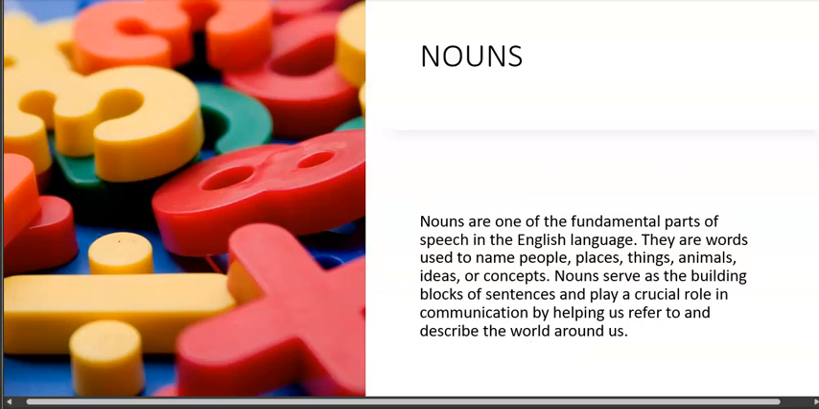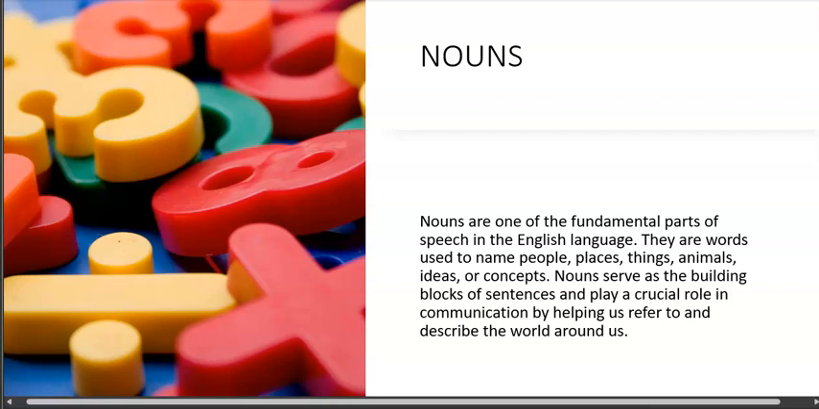So again, like I said, a noun is a naming word, okay? So it names places, it names things, it names animals, people, ideas, concepts. So a noun is a naming word, very simple, and that's all you need to know about nouns. So they serve as the building block of sentences, and play a very crucial role in communication by helping us refer to and describe the world around us, okay? So the nouns are just the naming words, okay?